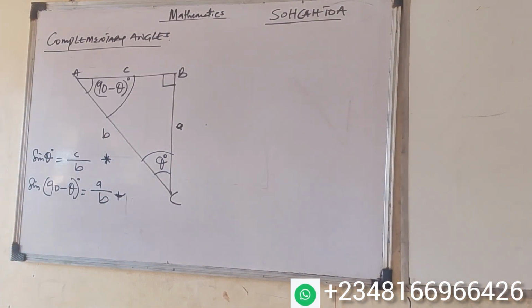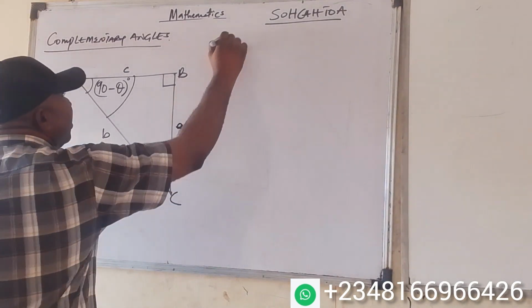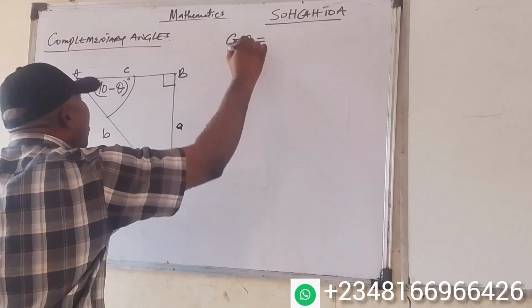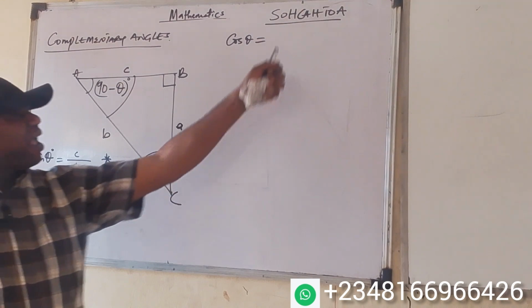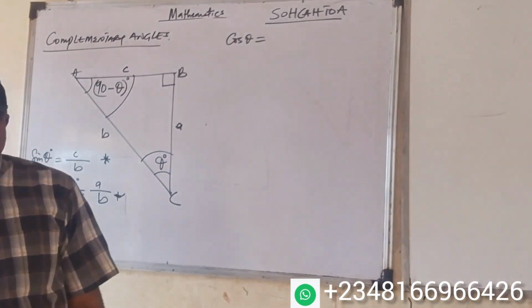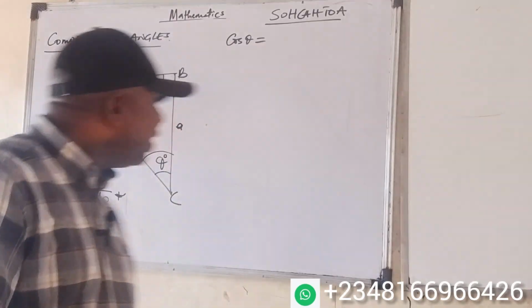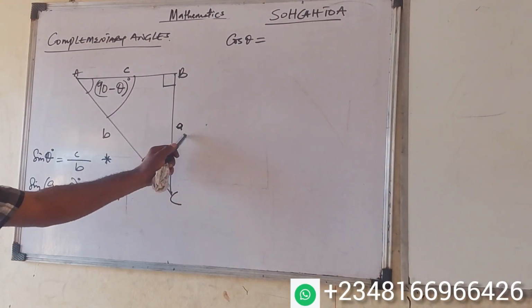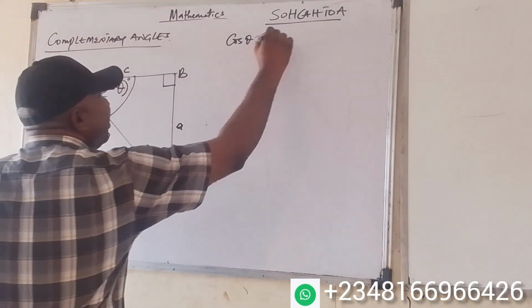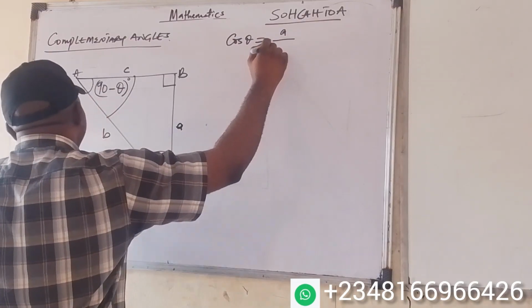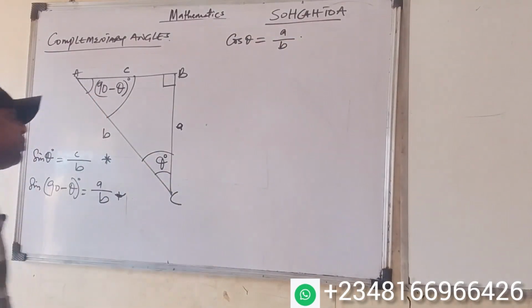Now let's look at cos theta. Cosine is adjacent all over hypotenuse of a right angle triangle. So if you're dealing with this angle, this will be the adjacent. So we have A all over hypotenuse, that is B, A all over B.